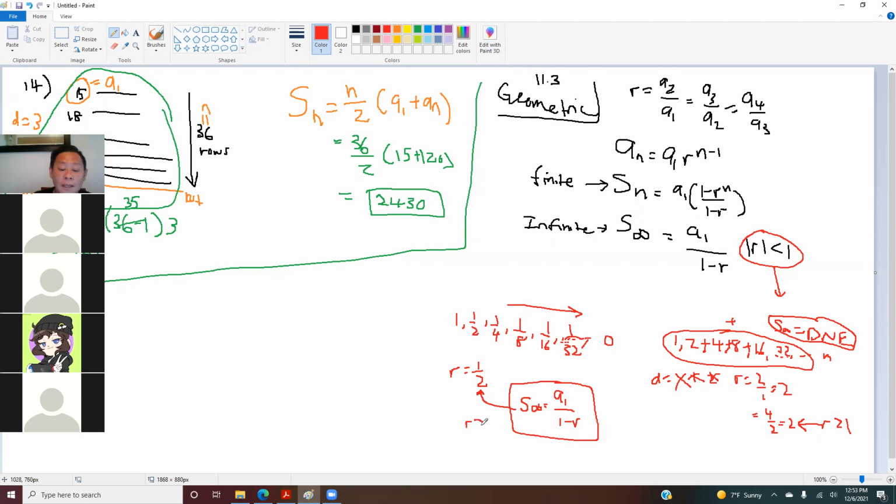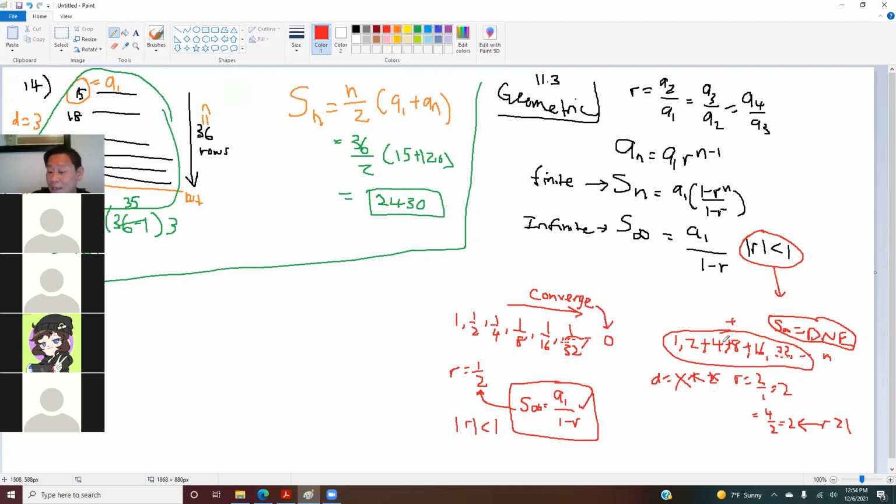If the absolute value of r is less than 1, you notice that this geometric sequence is said to converge. Yes, this is what you learn in your calculus too. It will converge to 0. That means it will get closer and closer to 0. Then we will have the sum of the infinite series.